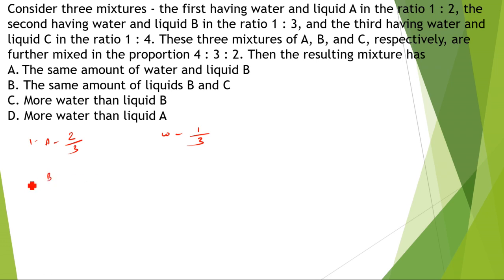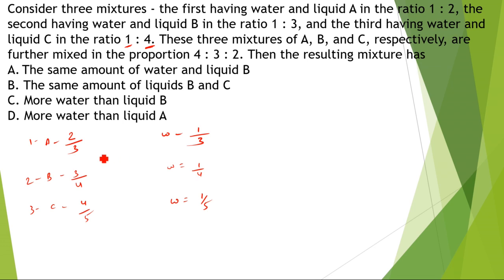In second mixture, liquid B is present and water is present, so B is 3 part out of 4 and water is 1 part out of 4. In third mixture, C is present, 4 part out of 5. See, it is given the ratio of water to liquid C. So 4 part out of 5 part is liquid C, and water in third mixture is 1 part out of 5.